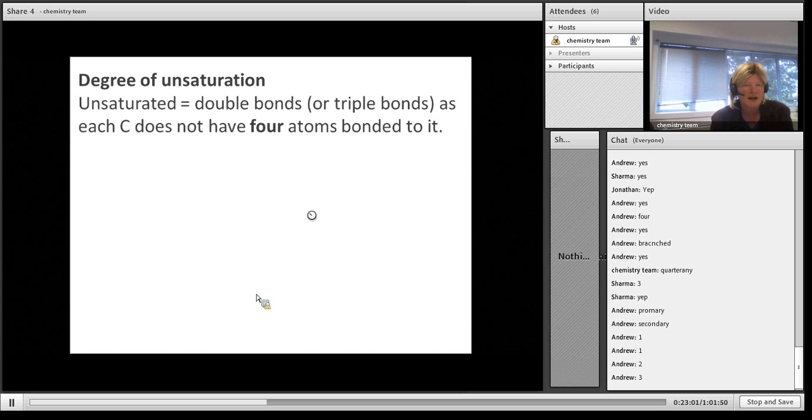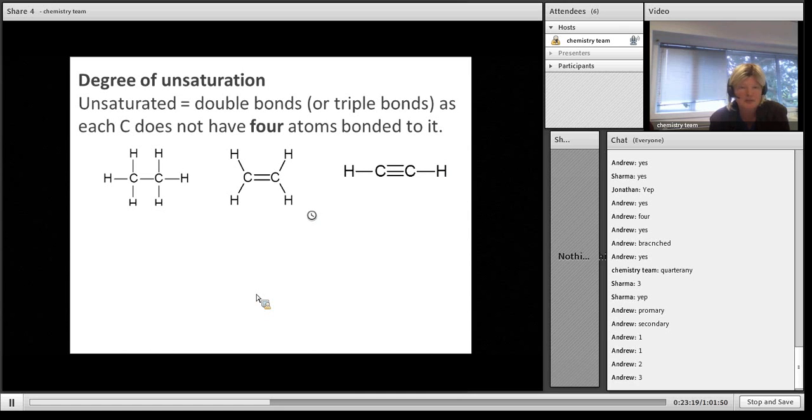So unsaturated means that the carbon atom does not have 4 atoms attached to it. Now, notice I didn't say 4 bonds. It always has 4 bonds, but if it's unsaturated, it still has 4 bonds, but it has less than 4 atoms. So as an example, I've got an alkane, alkene, alkyne, and in an alkane, each carbon atom has 4 atoms, as well as 4 bonds.